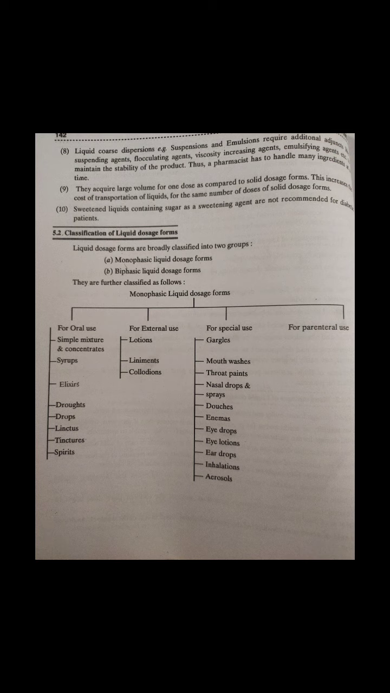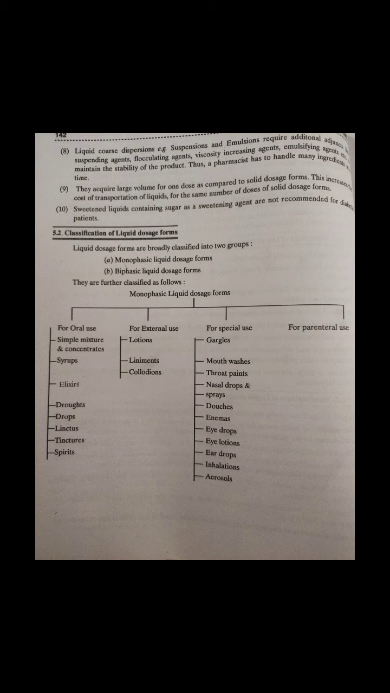So the enemas are mainly classified on the basis of their uses. First one is cleansing or evacuating enemas. The liquids used for cleansing or evacuating enemas are tap water, weak soap suds, and saline. Next we have carminative enemas. Examples of carminative enemas are milk and molasses, turpentine, and soap suds or olive oil.